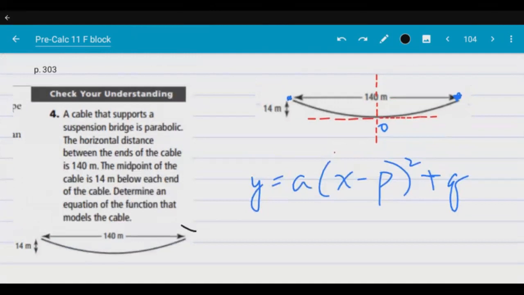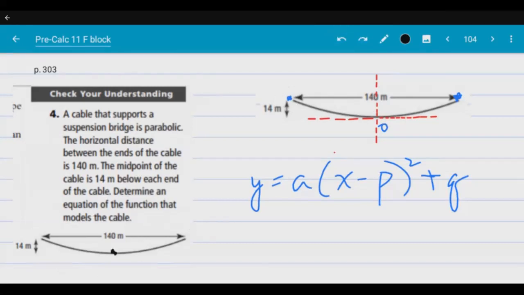So as you can see, I made a copy of this picture over here. And I also tried to put a coordinate grid wherein my origin would be at the vertex of this suspension bridge, or the cable rather, of the suspension bridge. In this picture, the vertex would be right here, right? Okay. And that's what I tried to do here. I put my vertex there, which is going to be my origin, 0, 0. And if that is so, I can get this and this as my points in my graph.